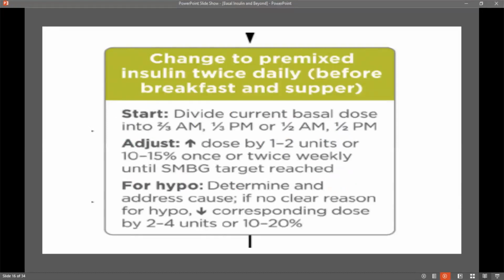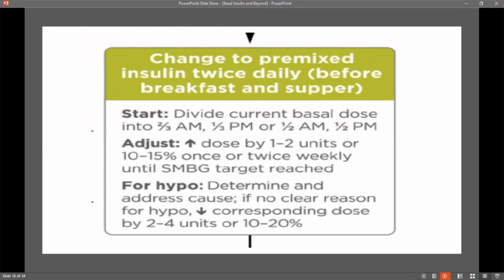And if we are using a pre-mixed insulin, this is how we should titrate it. If we know the basal insulin requirement of the patient, then we can divide the dose, with 2/3 of the dose in the morning. If they're taking 100 units, I'm just giving an example, then 66 units will be in the morning, and 1/3 of the dose, which will be 34, will be before the evening meal of the day.